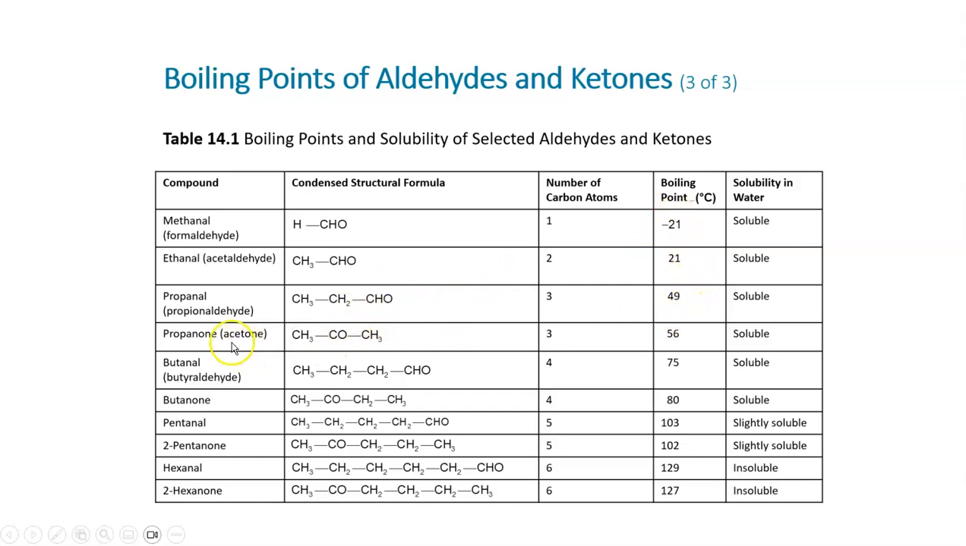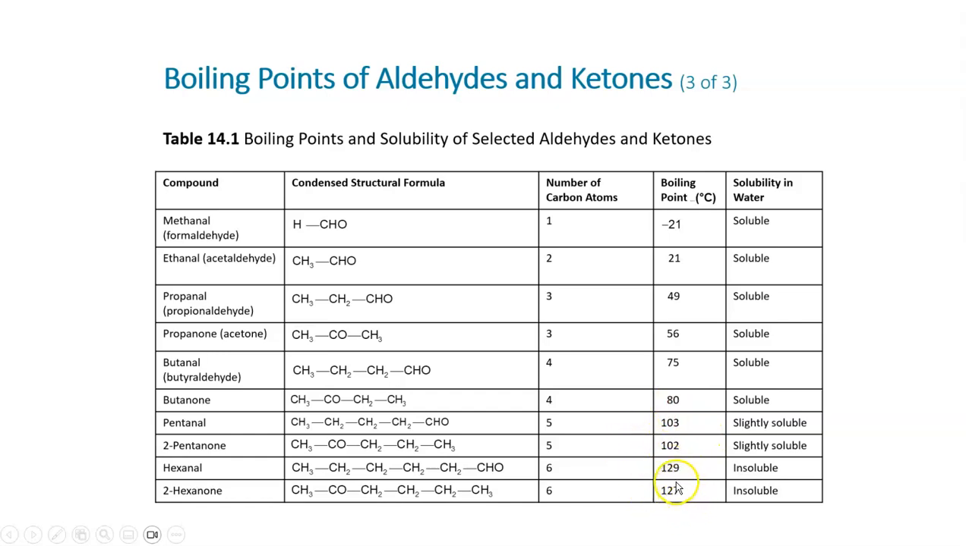Okay, and ketones also show the same trend. If you take propanone, butanone, 2-pentanone, and hexanones, you can see their boiling points are also increasing as the number of carbon atoms is increased.